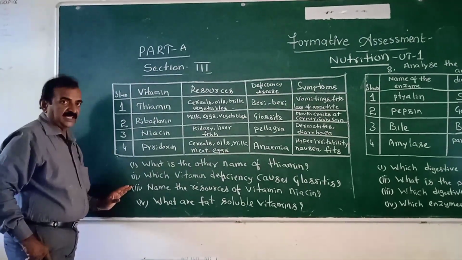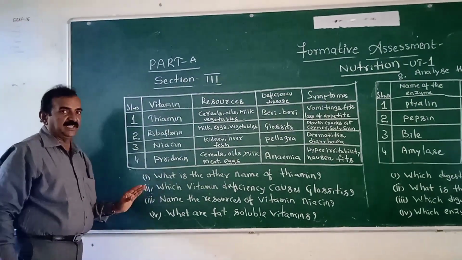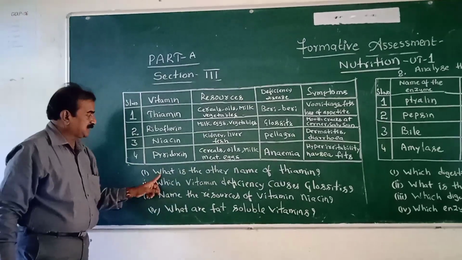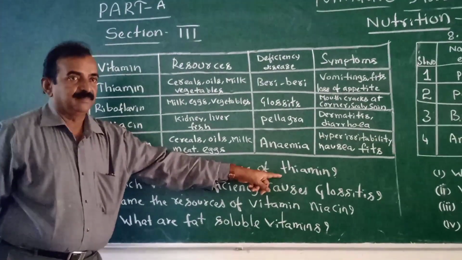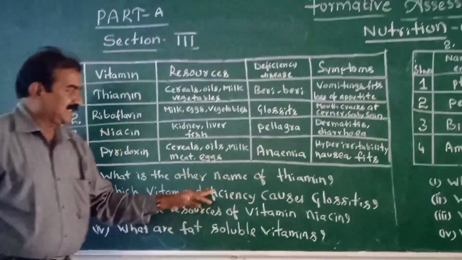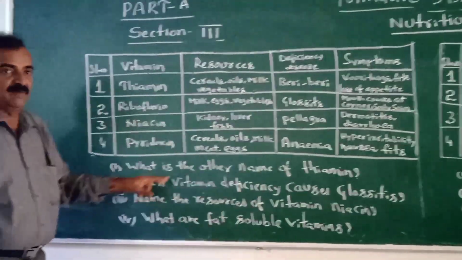Now, there are 4 questions. First question: what is the other name of thiamine? B1. The other name of the vitamin thiamine is B1.